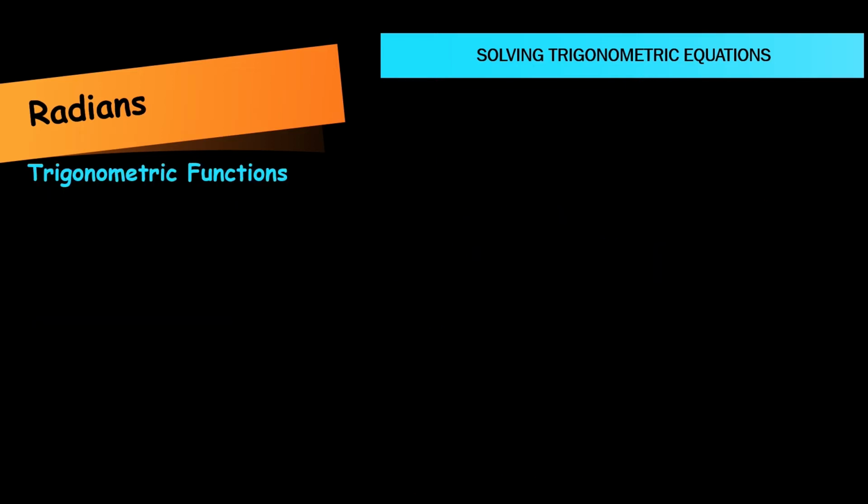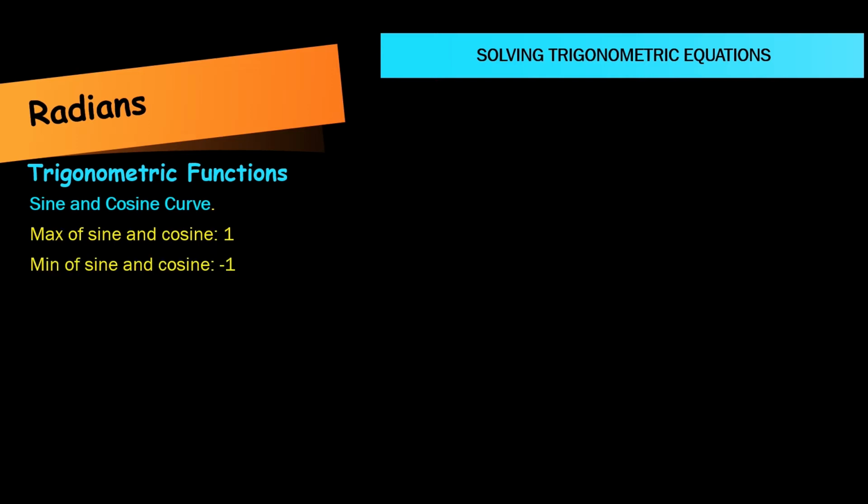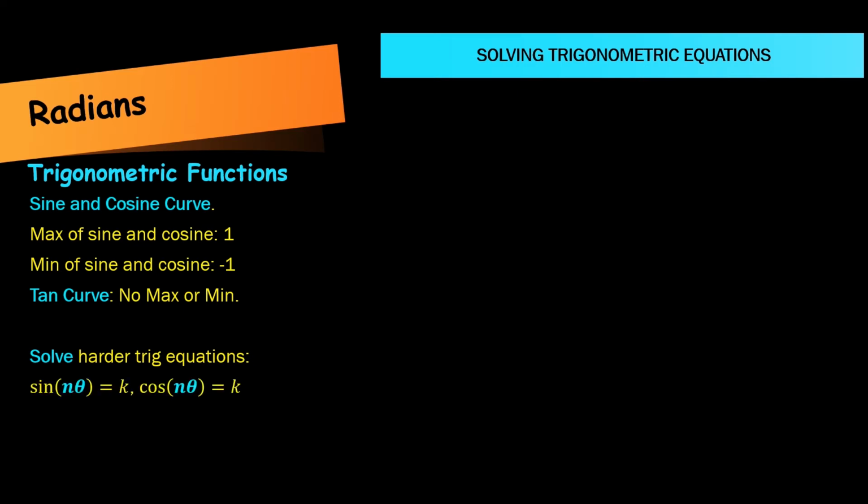We're now going to take a look at some important features of trigonometric functions. In the sine and cosine curve, we know that the maximum is 1 and the minimum is -1. For the tan curve, there is no max or min. In this part of the video, we're going to solve more tricky trigonometric equations, such as sin n theta equals k, cos n theta equals k, for k between -1 and 1, and tan n theta equals p, for p in the real numbers.